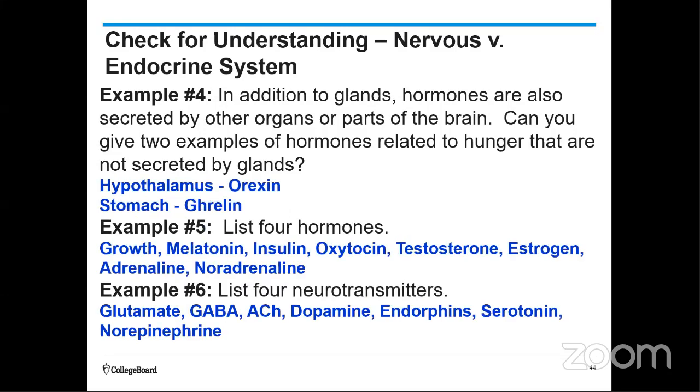So the ones that are secreted by organs, or brain parts, you have the hypothalamus secretes orexin, which is a hunger stimulating hormone, and the other hormone that stimulates hunger or eating behavior is ghrelin, and that is secreted by the stomach. So I listed some more hormones here. Melatonin, related to the circadian rhythm. We have some sex hormones, the noradrenaline and fight or flight. And then I gave you a little bit more than 4 neurotransmitters.